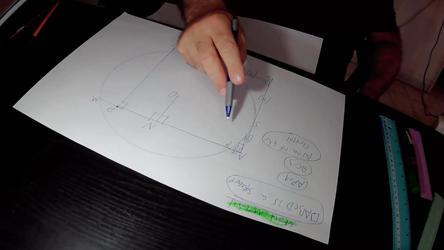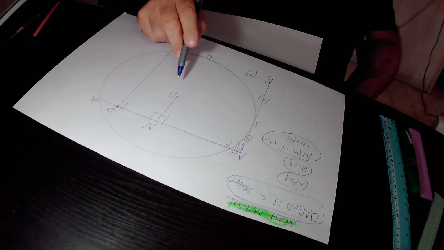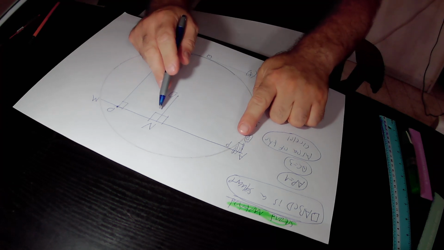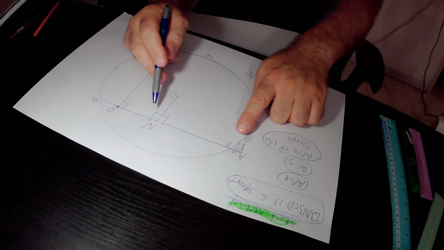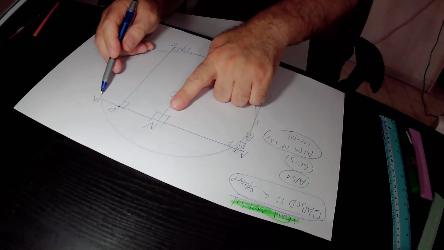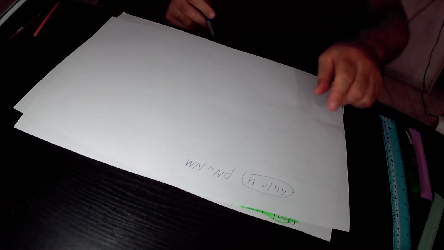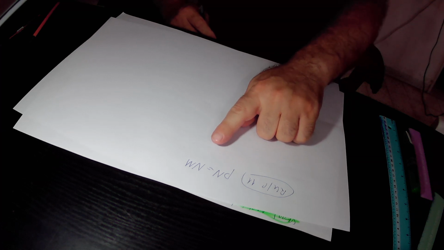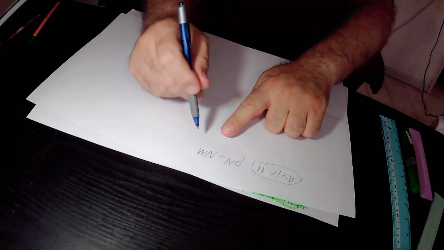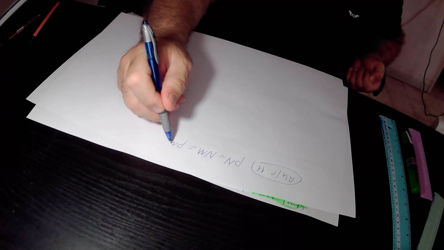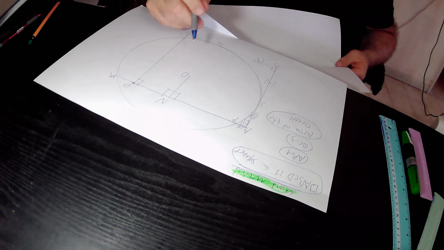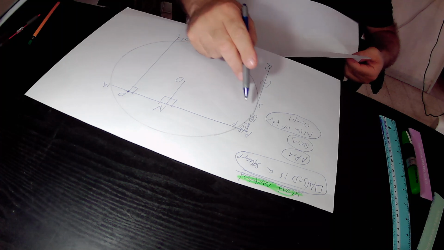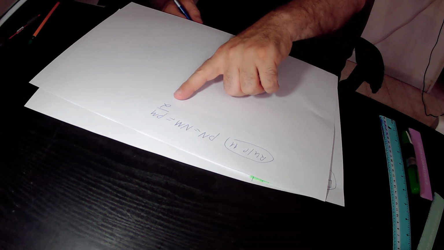And chord PM has been bisected by perpendicular ON. That is to say, each half of chord PM equals PM over 2. The first half is PN, and it equals the second half, NM. Each half equals PM over 2, because chord PM has been bisected by perpendicular ON. So according to rule 11, we found out that PN equals NM equals PM over 2.